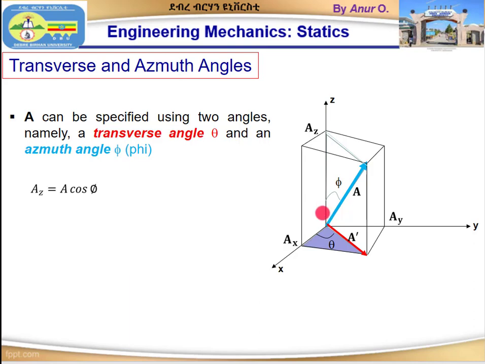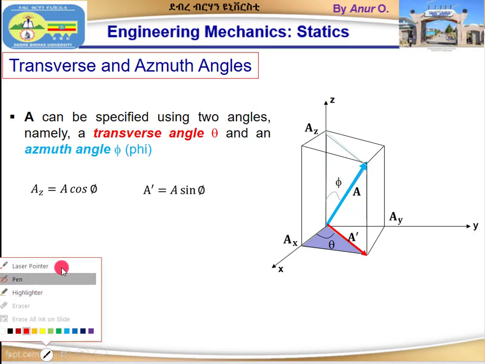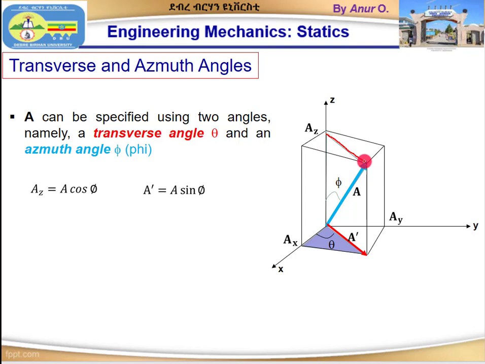So using trigonometry, A sub z is equal to A cos phi, because phi is adjacent to vector A sub z. Furthermore, A prime is equal to A sine phi, because, let me show you, this one is A prime. So sine phi is equal to opposite over adjacent. Adjacent is A. So A prime is equal to A sine phi.